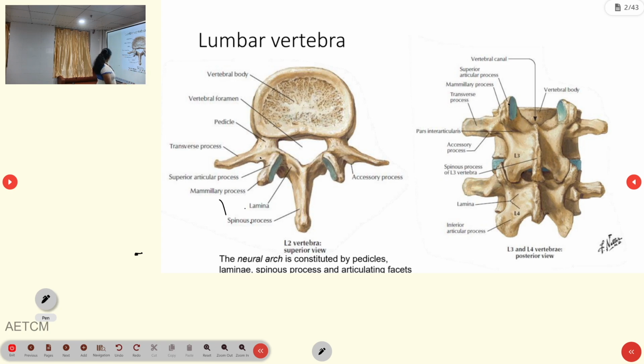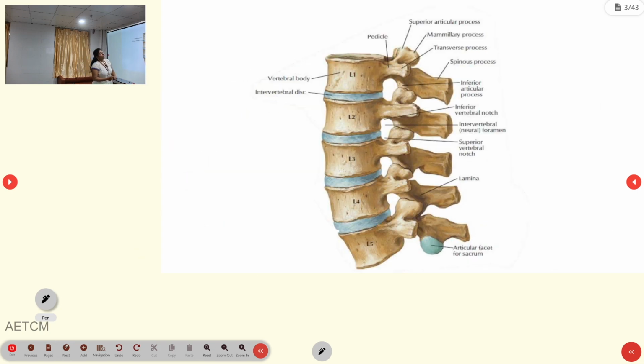As we see, the lumbar vertebrae are 5 in number, and between two lumbar vertebrae you have the intervertebral disc. Now in the lateral view, you can see this space which is called the intervertebral foramen between the first and the second, or the second and the third lumbar vertebra. Through the intervertebral foramen the lumbar nerve of that respective segment comes out.